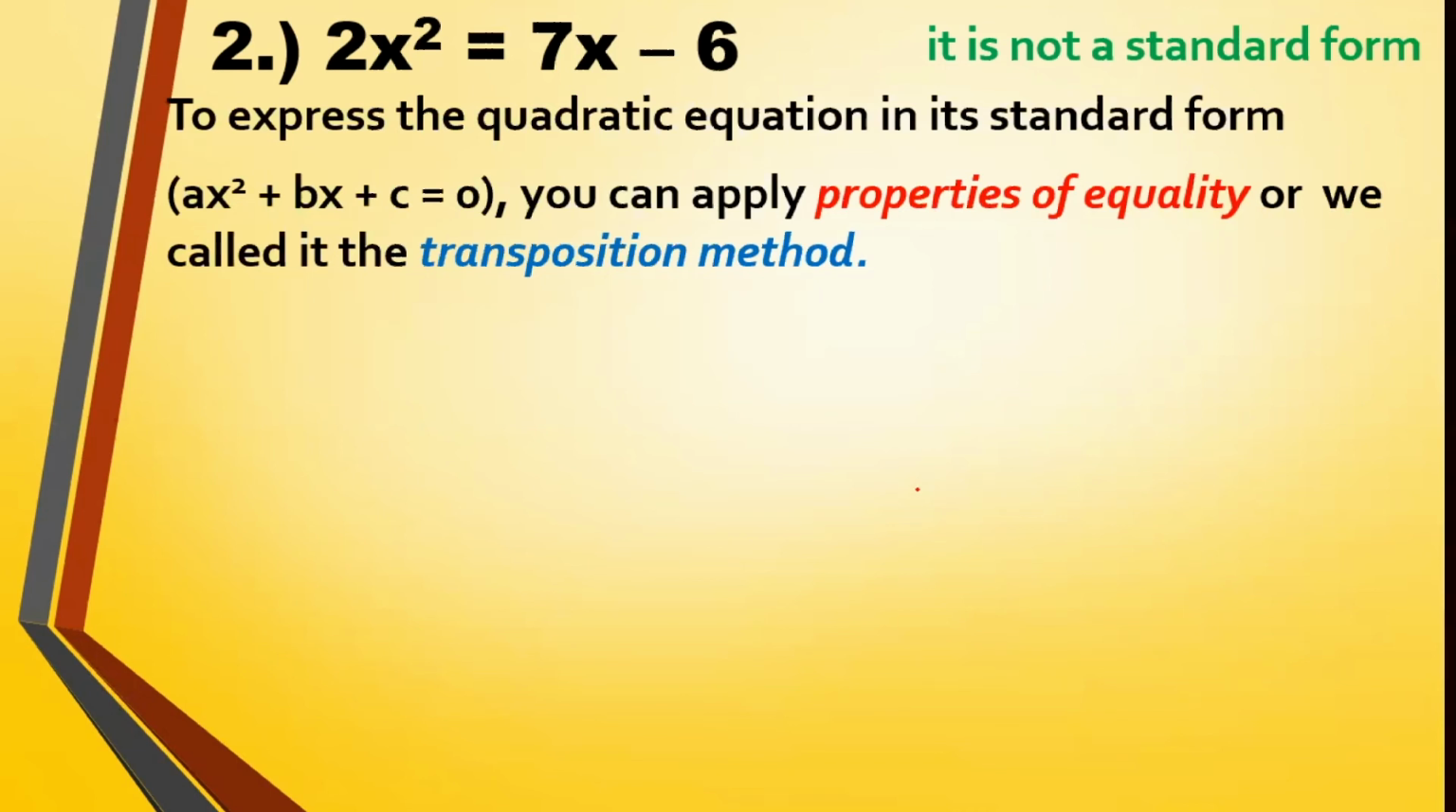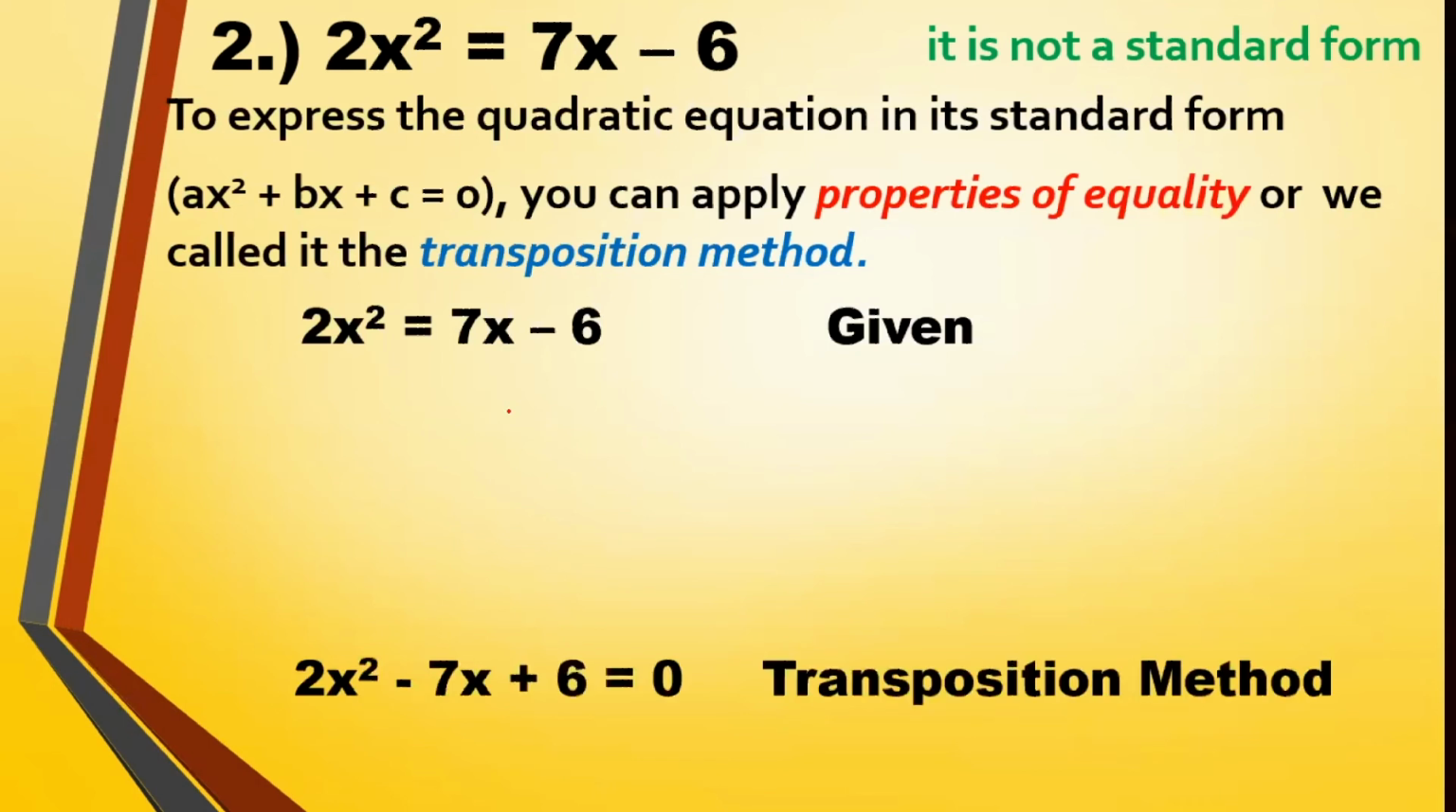We have here the given 2x squared equals 7x minus 6. So to make it a standard form, what do we transpose? We copy the first term, 2x squared. So we have to copy the first term, which is 2x squared here. So what's the next step? Minus the second term. 2x squared minus 7x. Then the last term is negative 6. So let's transpose.